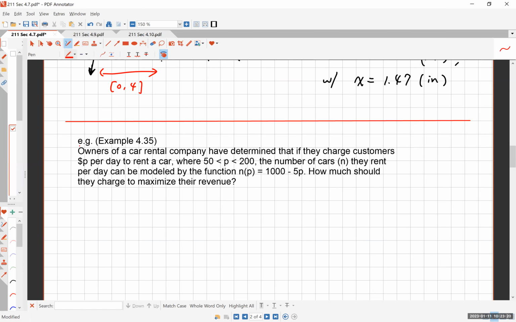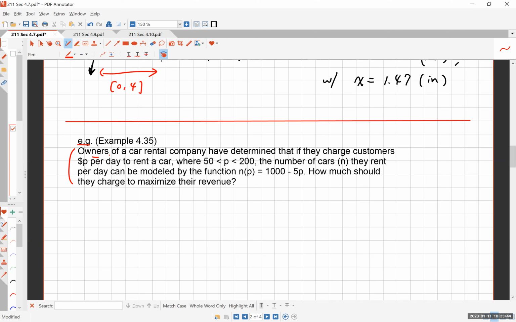Okay, so the third example we are going to be using is from business. All right, let's say the owners of a car rental company have determined that what's happening is, if they charge customers lots of money, a very high price rate to rent a car, people wouldn't rent.